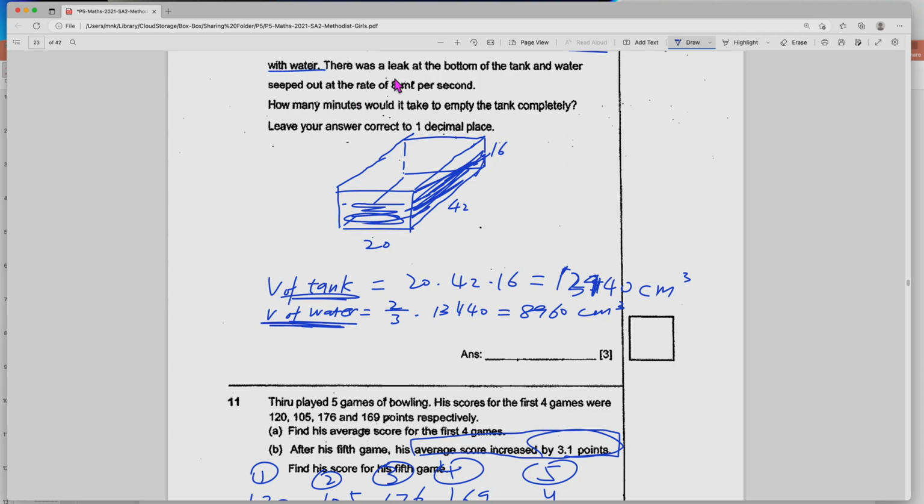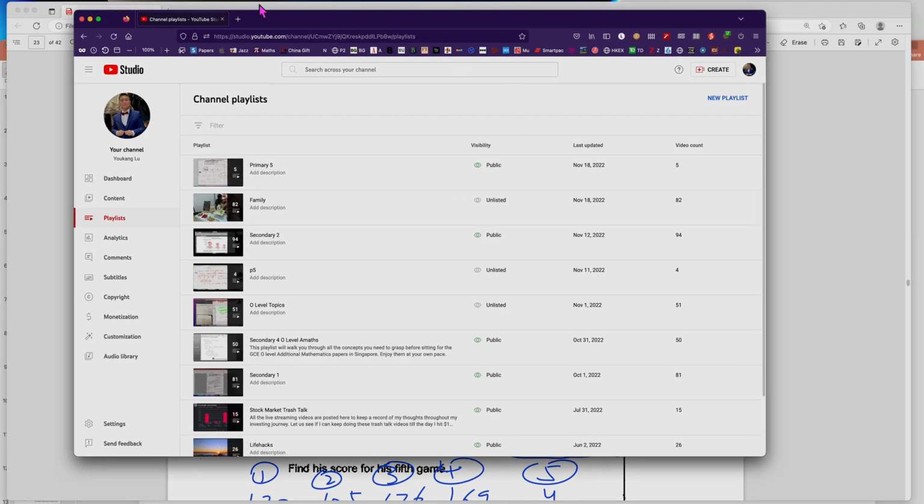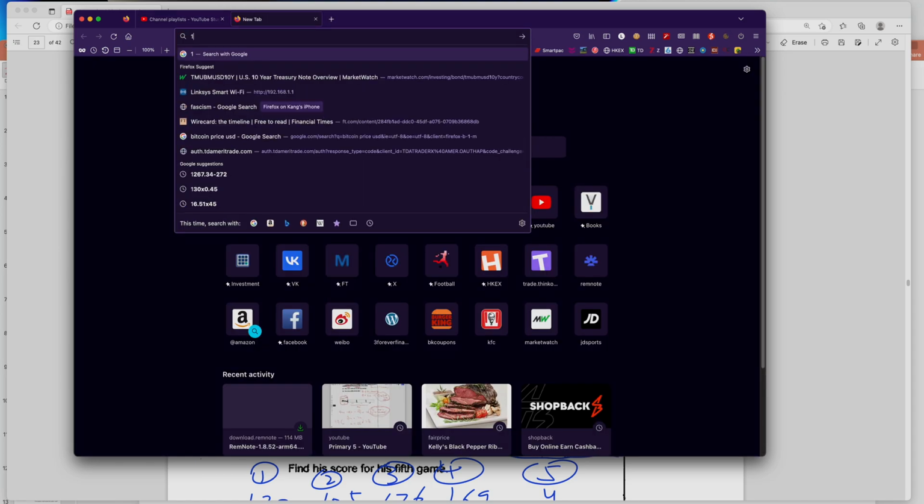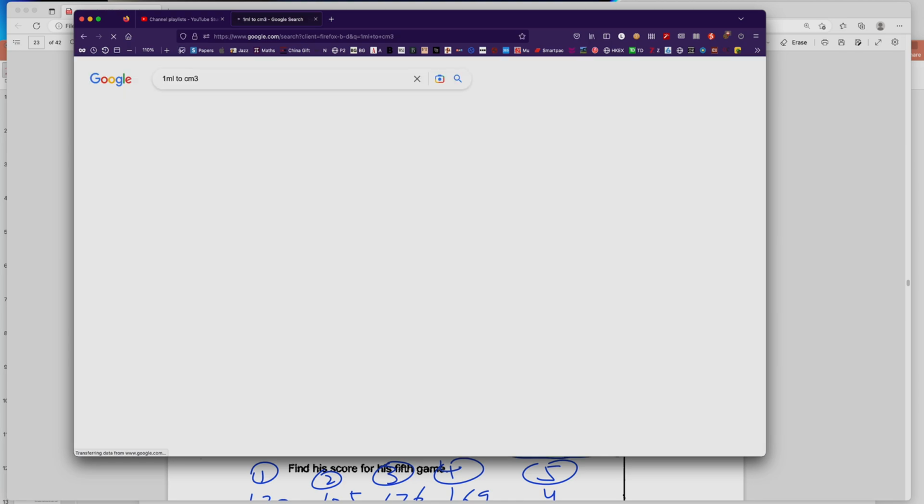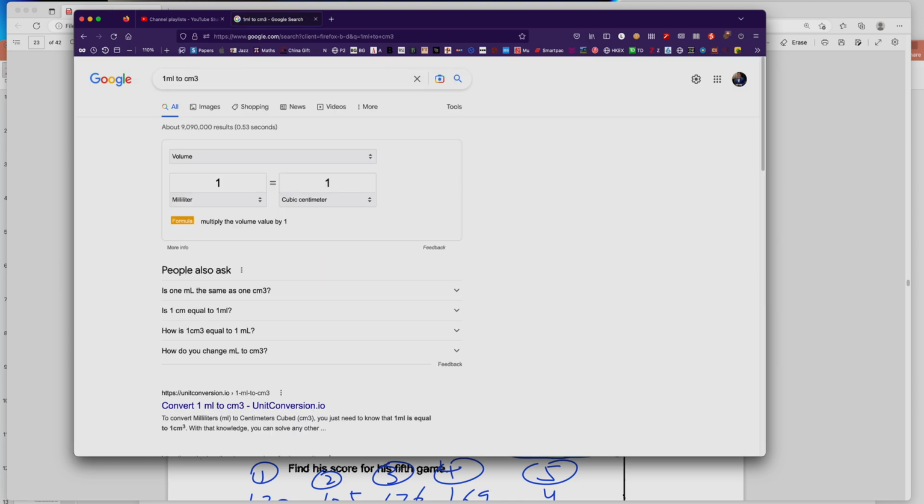Now, they say there was a leak at the bottom of the tank. It means leaking. So the water seeps out at the rate of 8 milliliter per second. So it means water goes out 8 milliliter per second. So what is the conversion? 1 milliliter is equal to how many cm cube? Let's double check. 1 milliliter to cm cube is 1 to 1. Yes? Okay.